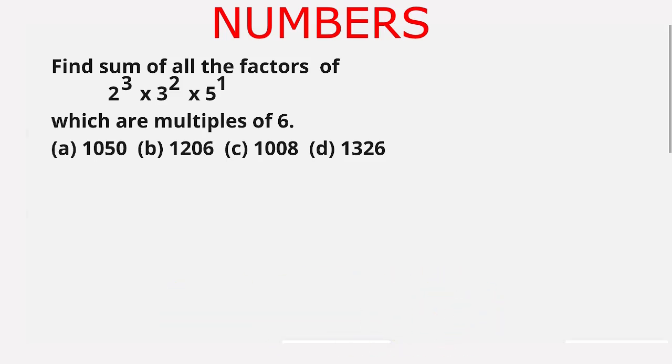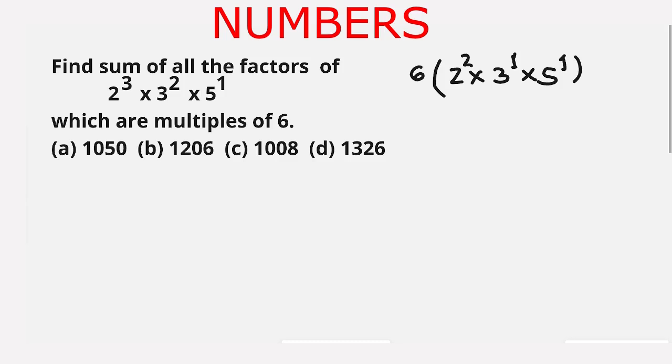We have to find the sum of all the factors which are multiples of 6. So we take out 6 from the given number, and 6 is nothing else but 2 multiplied by 3. So we take out 1 2 out of 2 to the power 3, so it becomes 2 to the power 2, and we also take 1 3 out of 3 to the power 2, so it becomes 3 to the power 1 multiplied by 5 to the power 1. So the given number becomes 6 multiplied by 2 to the power 2 multiplied by 3 to the power 1 multiplied by 5 to the power 1.